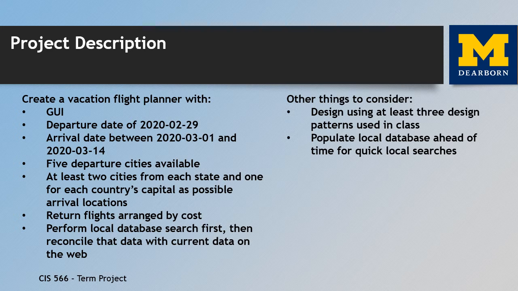The return flights should be arranged by cost from the searches, and we should perform a local database search first and then reconcile that data with current data from the web. Some other things we had to keep in mind were that our design had to use at least 3 different design patterns that we learned about in this class, and we should populate the returned results from the local database first, because that'll take about a second, versus then reconciling that data later using a web search, which can take up to about a minute.